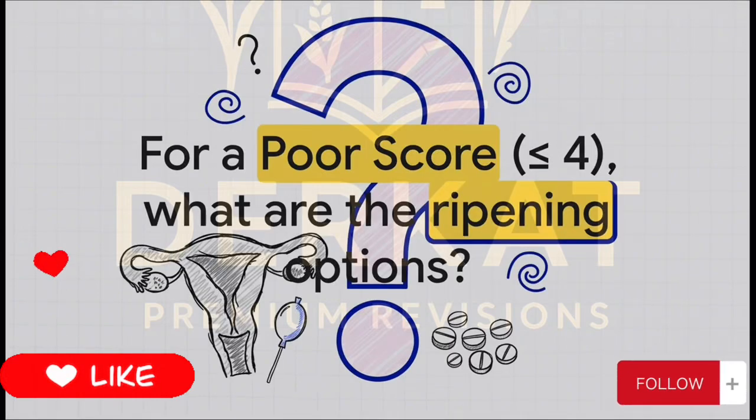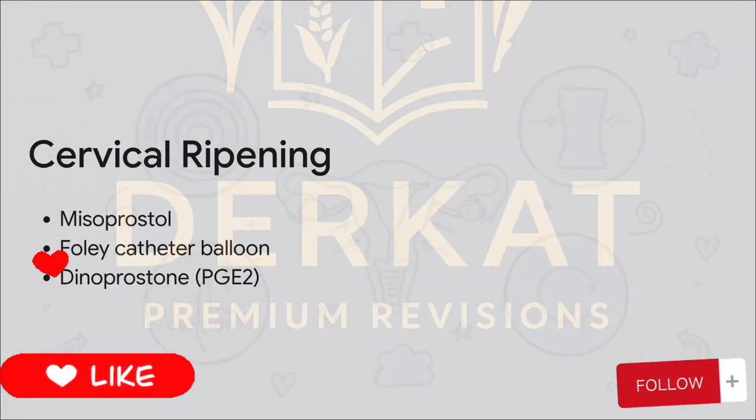Okay, so let's say you do get that low score, 4 or less, and you know the cervix is unfavorable. What do you do next? What tools are in your toolkit to get that cervix ready? These are your go-to options for cervical ripening. You've got medications like misoprostol or dinoprostone, which use hormones to help soften and open the cervix. And then you have mechanical methods like a Foley catheter balloon, which uses gentle pressure to do the same thing. The goal for all of them is simple: improve that Bishop score before you even think about starting the induction.